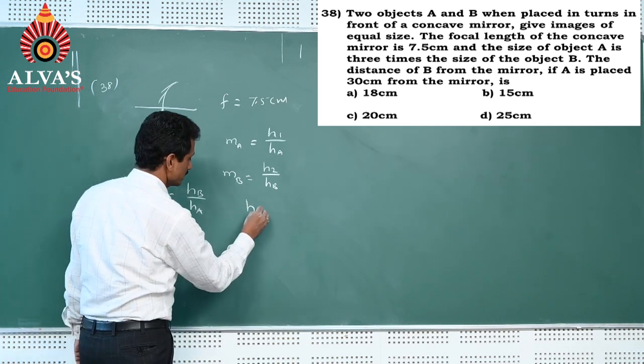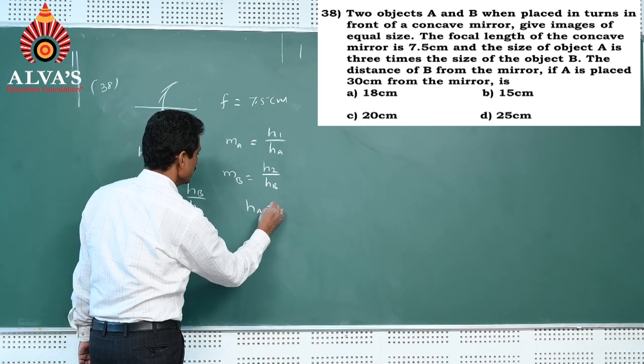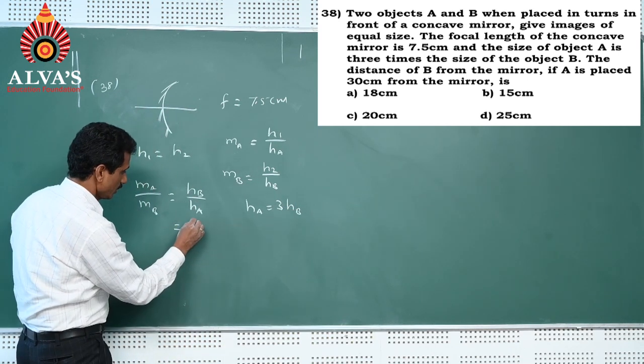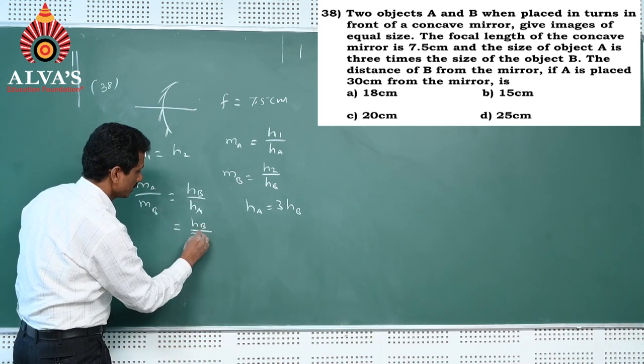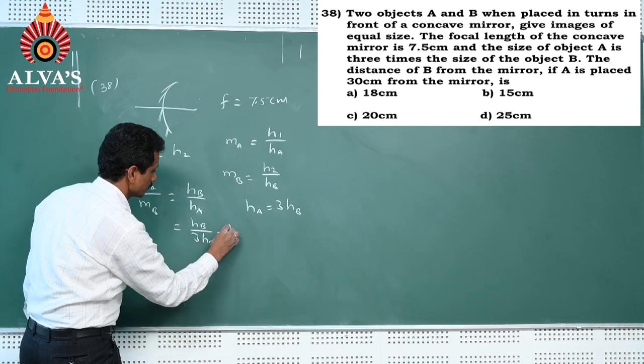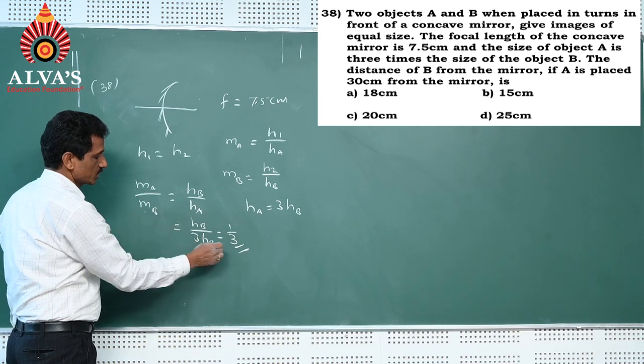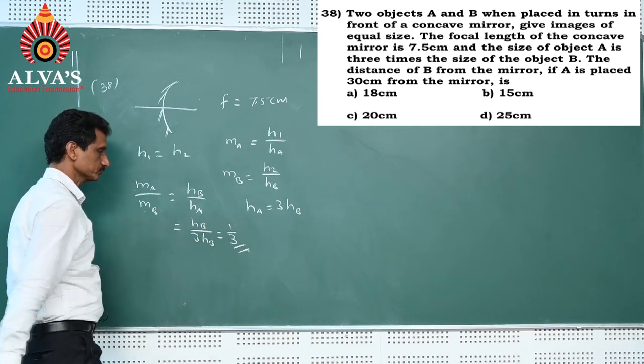The problem is given like this: the height of object A is 3 times the height of object B. Therefore, HB divided by 3HB is nothing but 1 by 3. So MA by MB, the ratio of magnification, is 1 by 3.